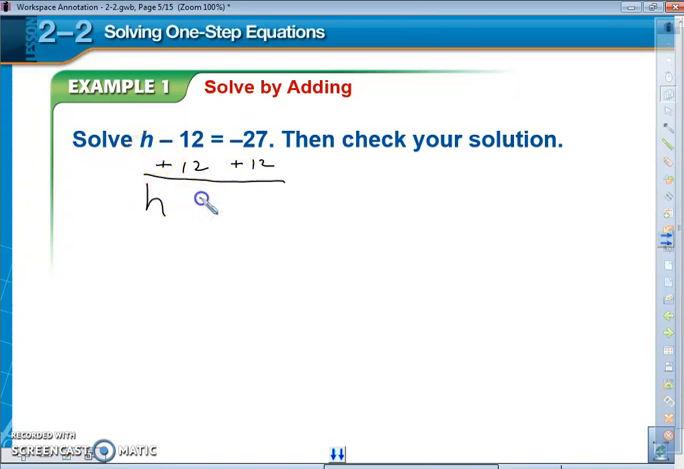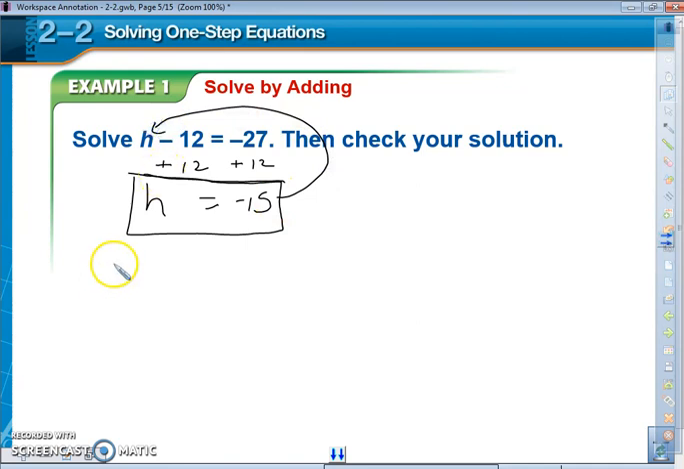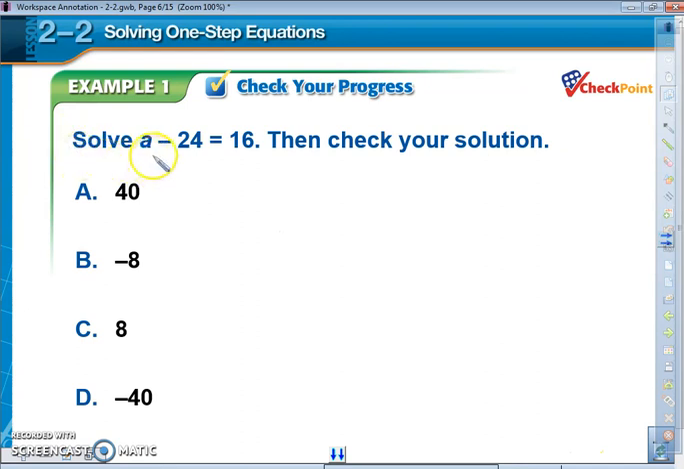Bring down the h equals negative 27 plus 12, which would be negative 15. I'll tell you this now, guys. You are not done with a problem until you go back and check the work. Put it in there. Okay? You don't have permission to miss a problem on here. Negative 15 minus 12 is negative 27. That checks. Okay? Right here, something minus 24 equals 16.